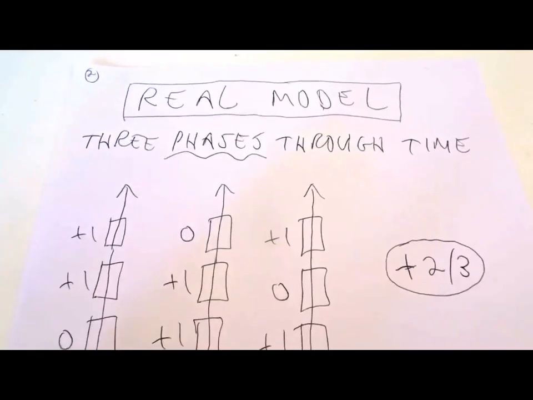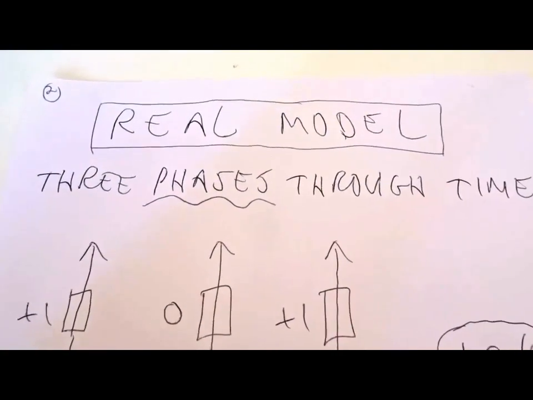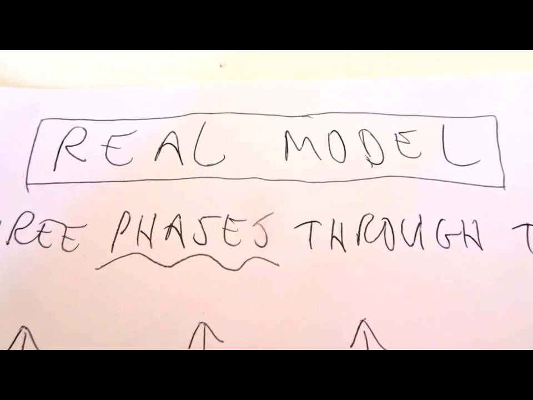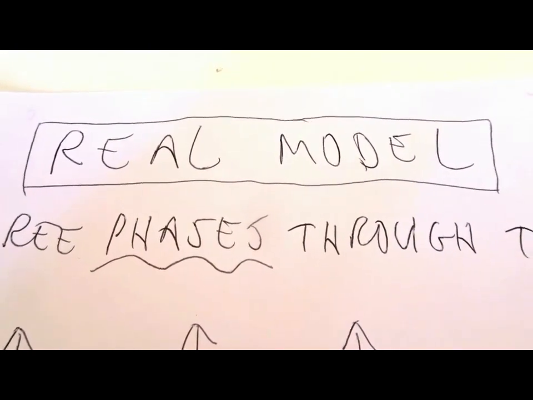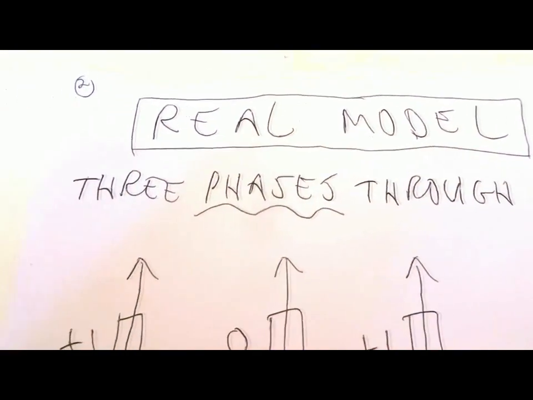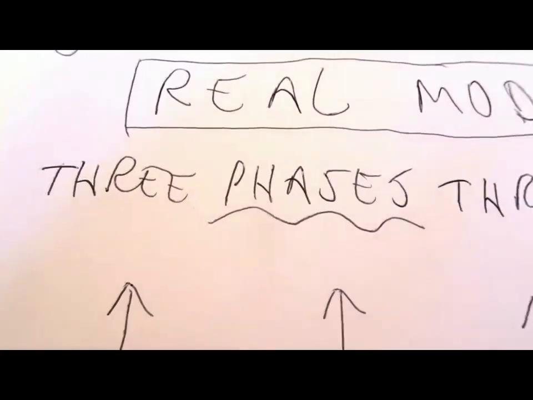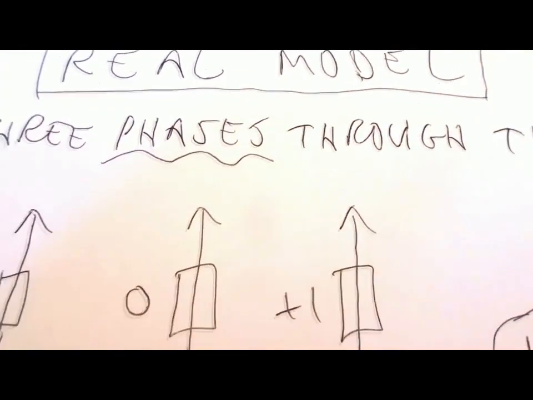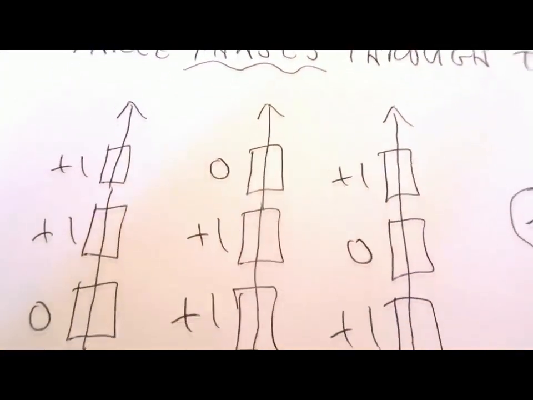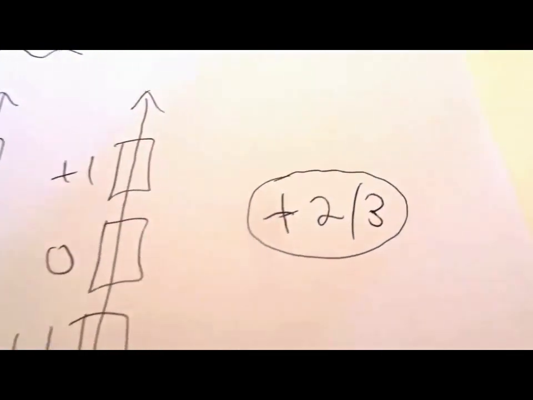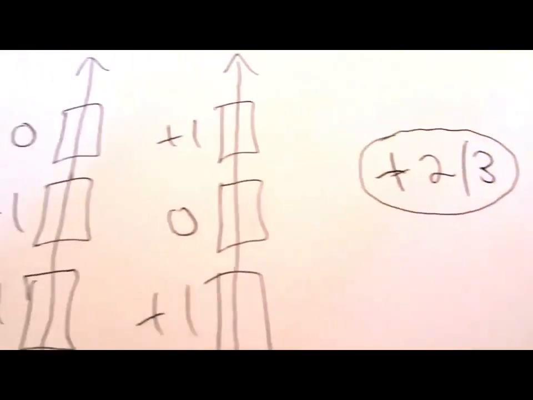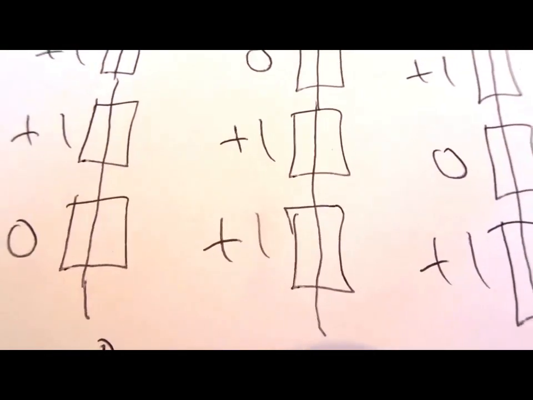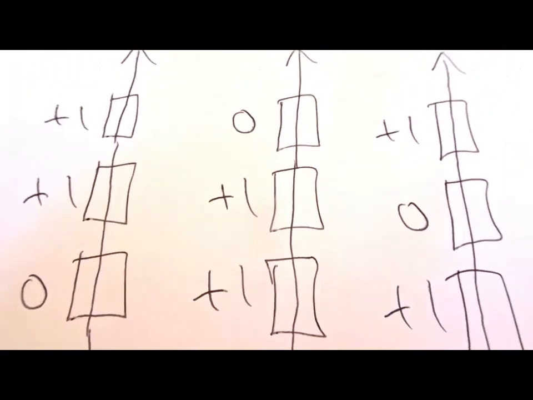Now the big question becomes, is the standard model of particle physics correct? I would like to show you an alternative model which seems much more attractive to me. I call it the real model. Instead of three colors, we have three phases through time, like for a three-phase motor, just temporal phases. And we don't have fractional charges, but we have all integral charges. For example, the plus 2/3 would be a time average of 0, plus 1, plus 1. So two of the three charges are on, one's off.